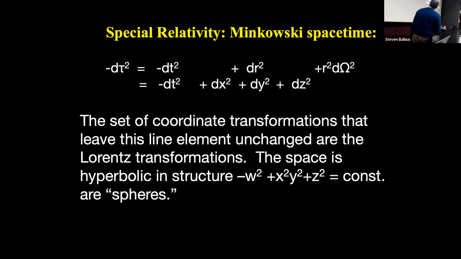And in general relativity, that combination is invariant. It doesn't change when you mess around with the coordinates, provided that the way you mess around with them is a Lorentz transformation. Lorentz transformations are those particular types of coordinate transformations that leave this combination of differentials unchanged.